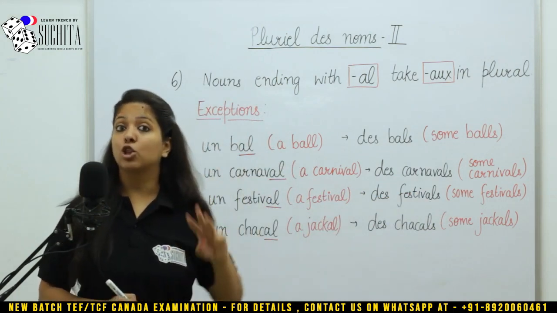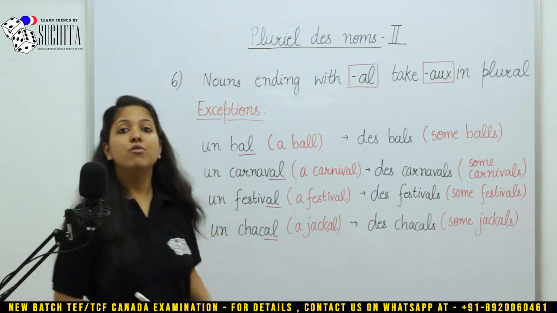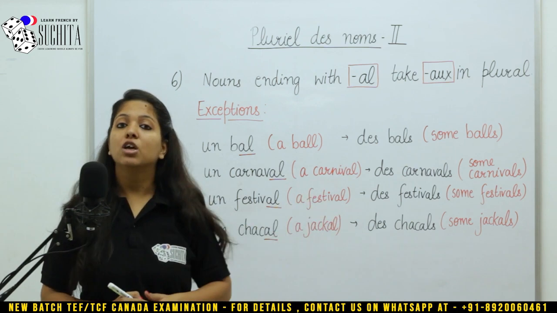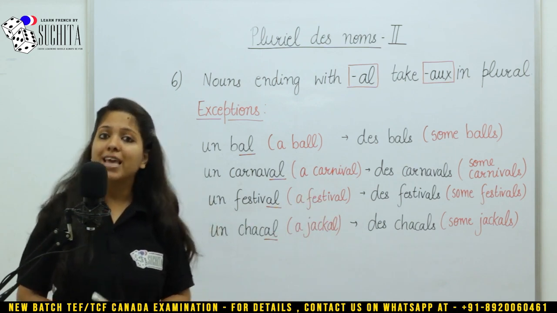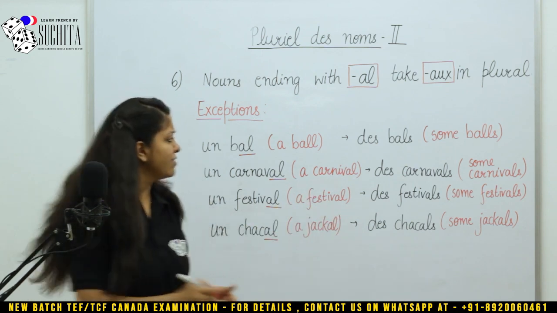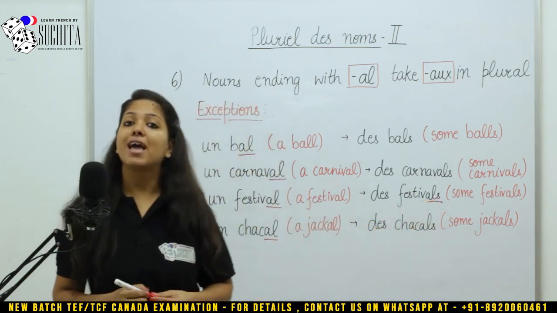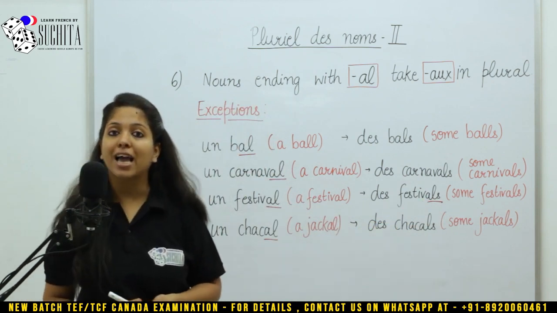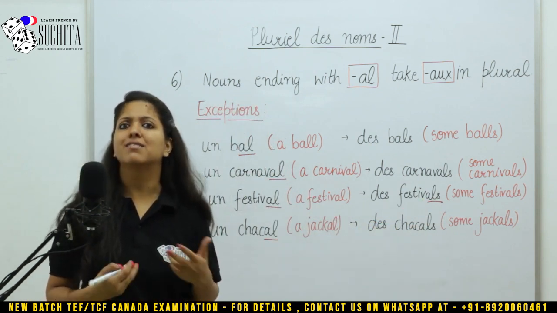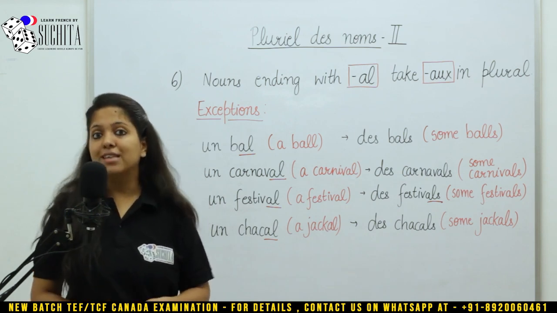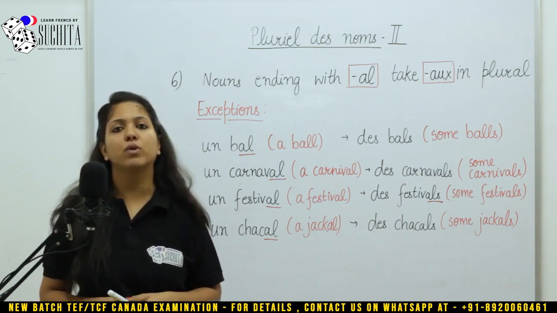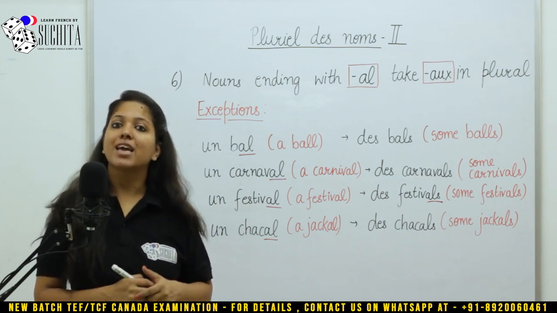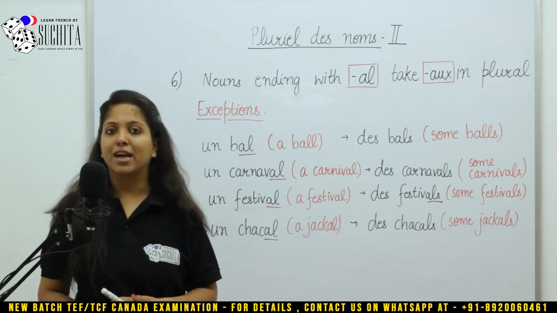The third example and the third exception is un festival, which is a festival. Now, in order to make it plural, you will simply add an S and it becomes des festivals, avec S. Some festivals. And the next is un chacal, which is a jackal, it's an animal, and it ends with AL, but since it is an exception, you will put an S to make it plural, and it becomes des chacals avec S, and it becomes some jackals.